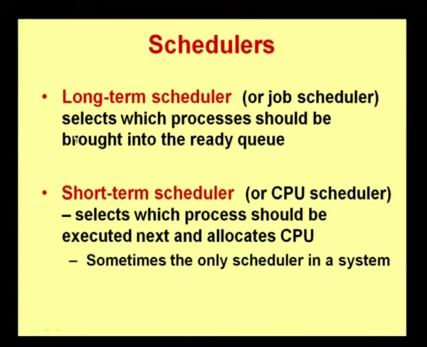Now, what is a long-term scheduler? A long-term scheduler is a job scheduler which is useful to select the processes that should be brought into the ready queue. A short-term scheduler is called a CPU scheduler. A CPU scheduler decides which process should be executed next and allocates the CPU. The long-term scheduler usually takes from milliseconds to seconds or even minutes to execute, whereas the short-term scheduler takes a very short period for execution, in terms of microseconds.